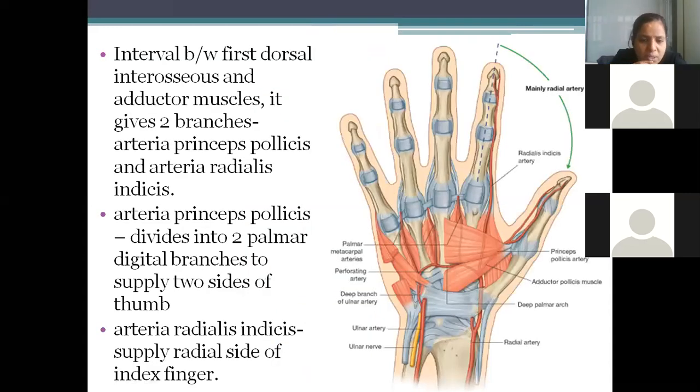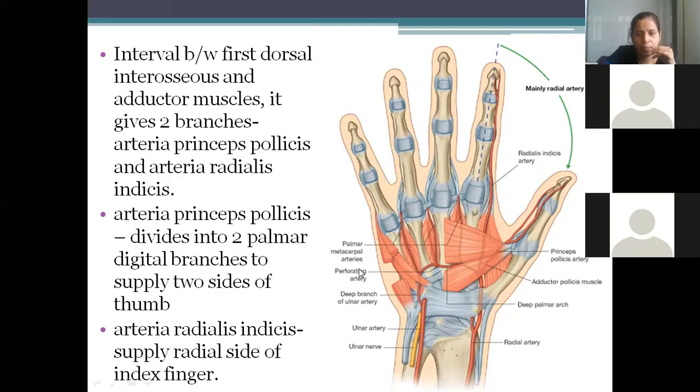So from the picture we already know it is supplying 1.5 digits, isn't it? The course is running between the first dorsal interosseous and adductor muscle. This is a repetition. Then it is giving two branches. What are those? Arteria princeps pollicis and arteria radialis indicis.